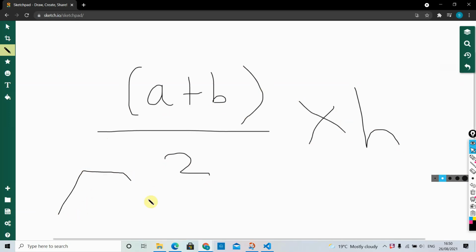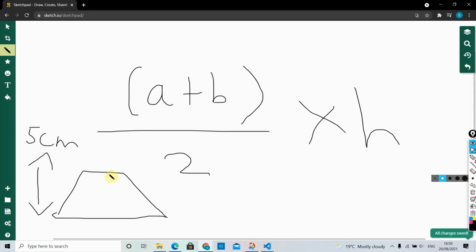So here is an example of a trapezium. The height, let's just say it will be 5 centimeters, and then on one side it's 2 centimeters, and this side will be 4 centimeters. Not drawn to scale, by the way.